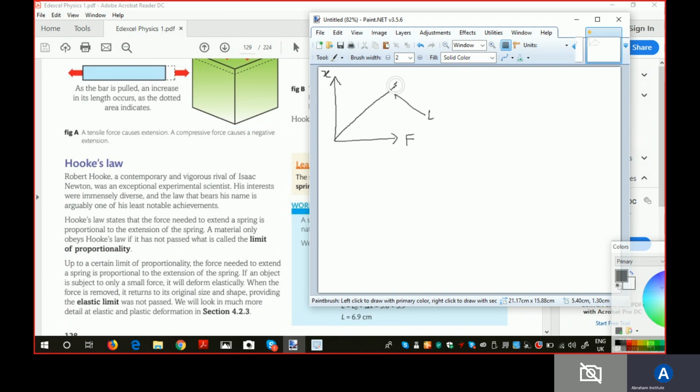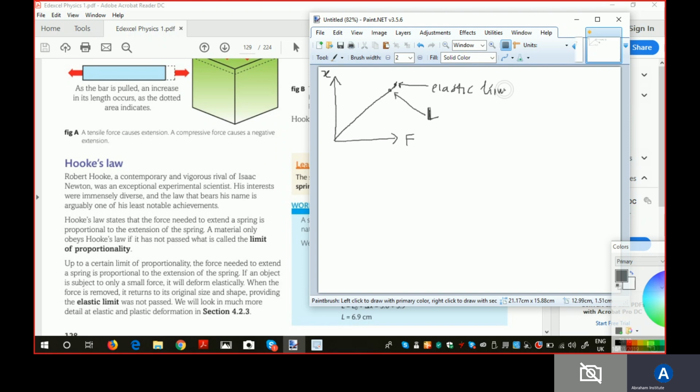And somewhere here we can have the elastic limit, just after the limit of proportionality. In some textbooks, the limit of proportionality is at the same place as the elastic limit, but the limit of proportionality always comes before the elastic limit, or they are at the same place. You don't have the elastic limit before the limit of proportionality.